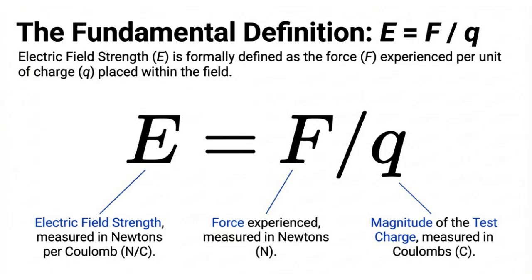It's calculated as the force experienced by a charge placed in the field divided by the magnitude of that charge. Specifically, the electric field strength, represented by E, is the force, F, measured in newtons, acting on the test charge, Q, divided by the size of that charge, which is measured in coulombs. So, the electric field strength tells us how strong the field is based on the force per unit charge at a given point. This fundamental relationship helps us understand and predict the behavior of charges in electric fields.